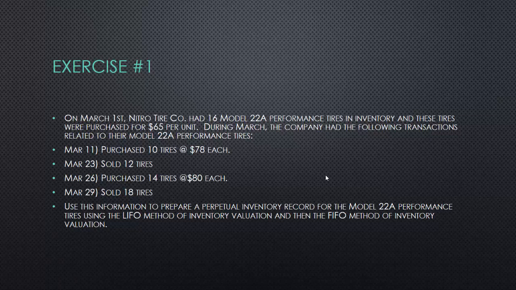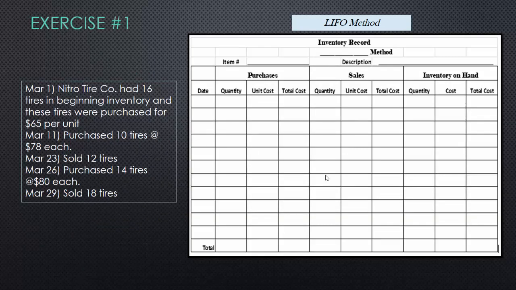In Exercise 1 we have Nitro Tire Company, and we're going to track their transactions related to their inventory item, Model 22A Performance Tire. During the period, they started with some tires in inventory, they purchased some tires, and they sold some tires. What we're going to do is take this information and record a perpetual inventory record, first using the LIFO method and then the FIFO method. Let's start with the LIFO method.